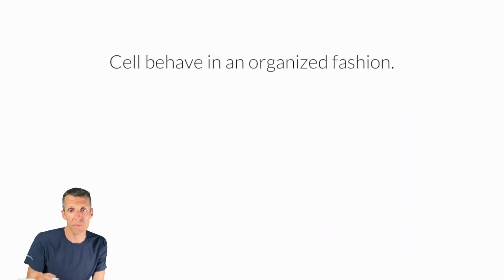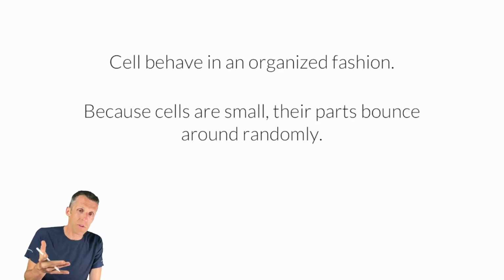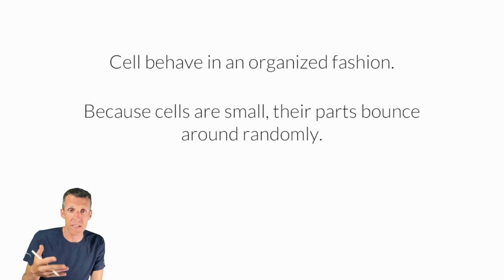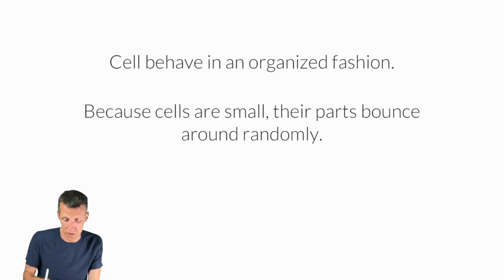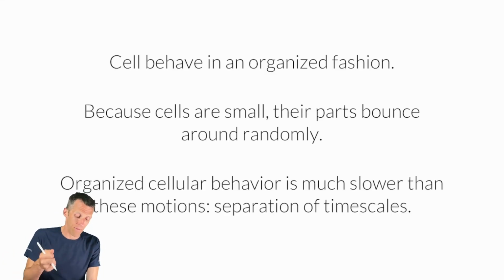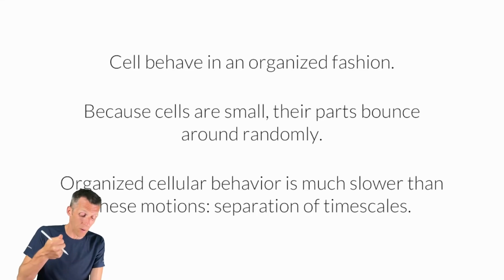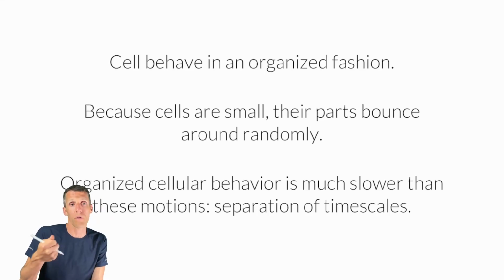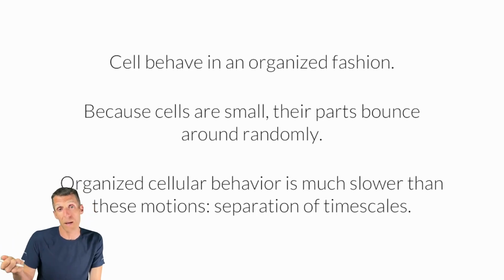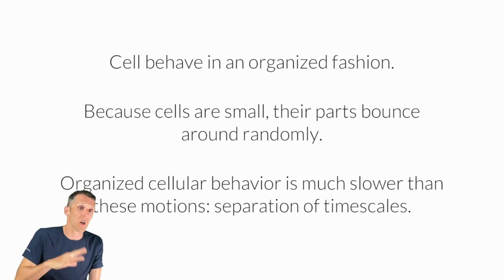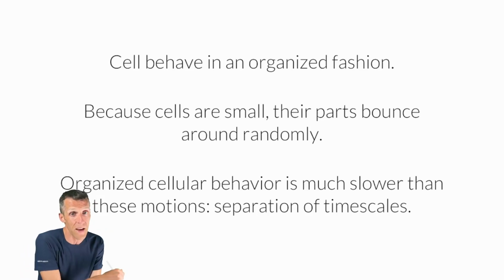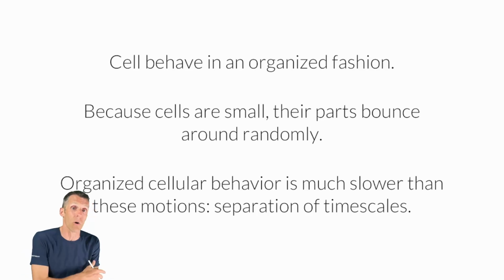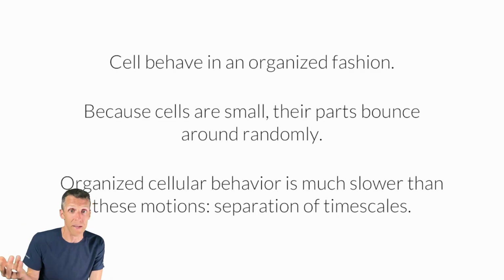So what have we seen in this video? We've seen that cells behave in an organized fashion. Cool. But because cells are small, their parts bounce around randomly. And this random bouncing around of parts makes it harder for them to do that. They overcome this, however, by doing their organized behavior on a much slower time scale than all these molecular motions, which is known as the separation of timescales. And it turns out as we start going into biochemistry, this is going to happen over and over, where we're trying to understand how some protein works. We're thinking in a very fast time scale, but then to understand how it integrates with the cell, we have to imagine, oh, what happens if this runs forever, basically, and we look at its average behavior.